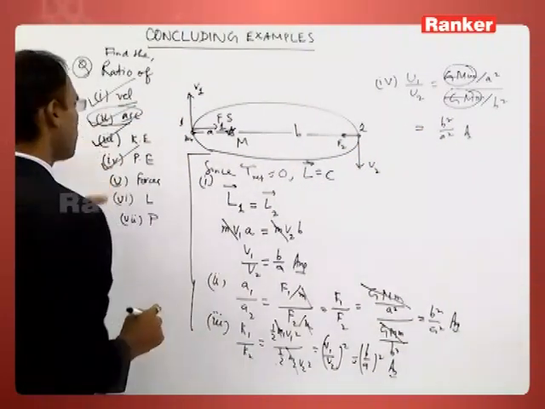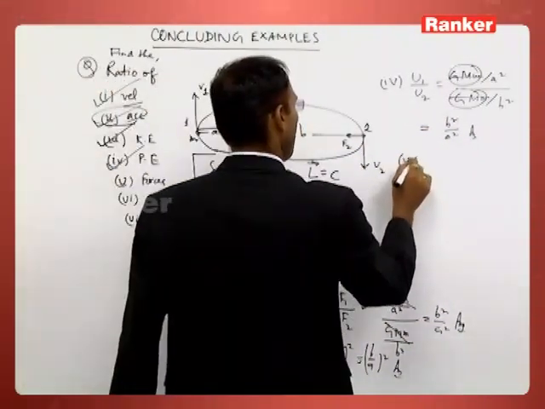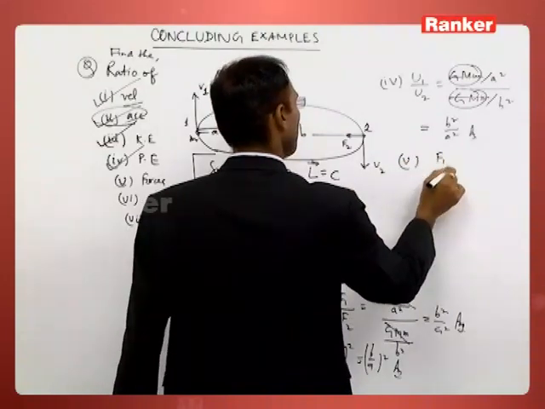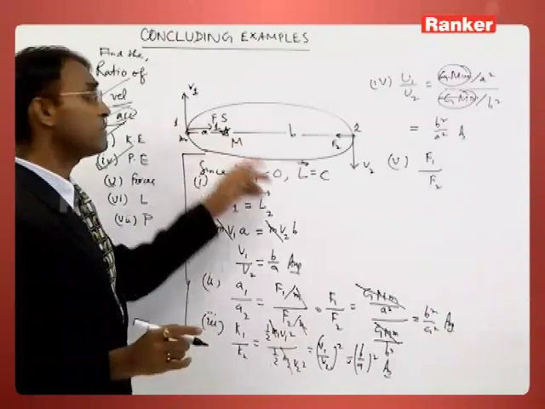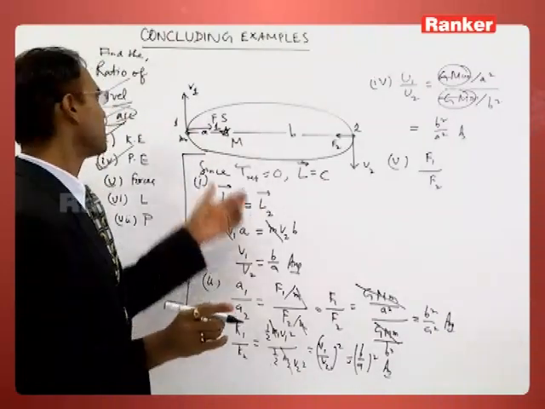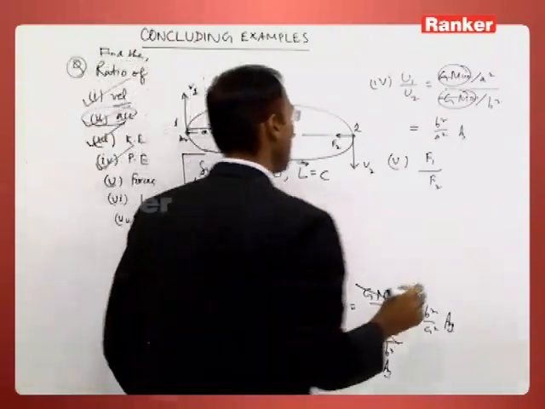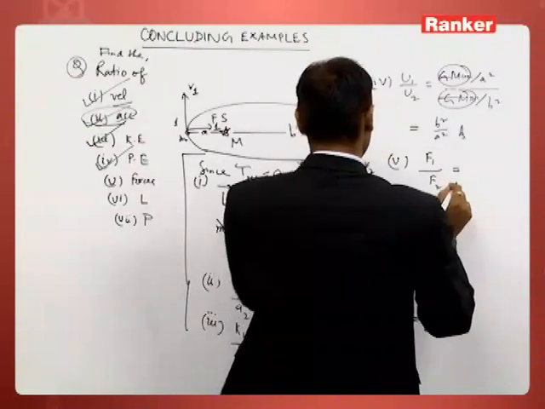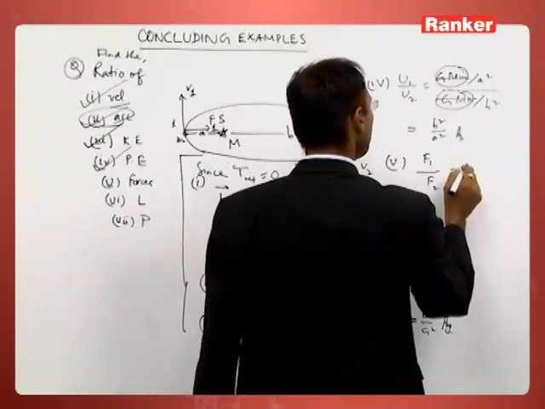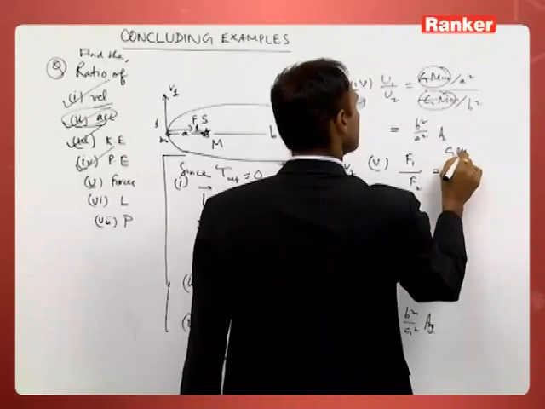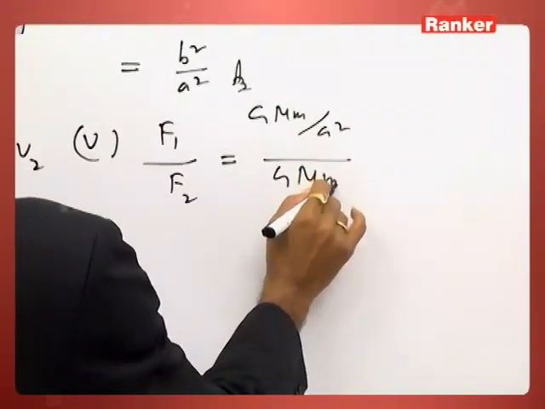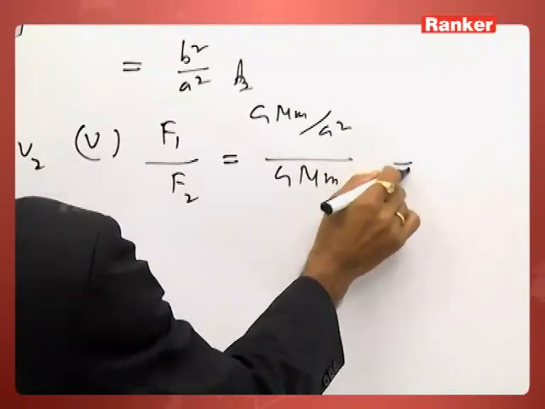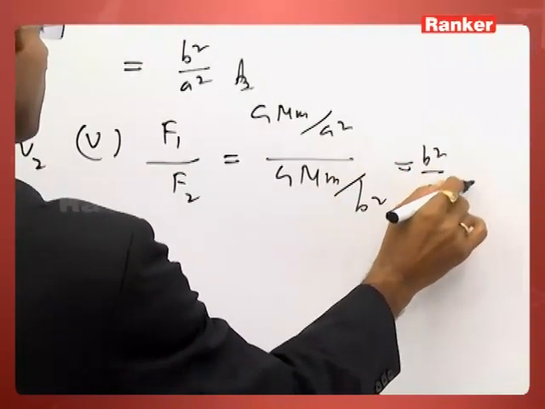Now let us calculate the force. As we know, the force is directly proportional to the product of the masses and inversely proportional to the distance of separation between the sun and the planet. Therefore, F1 by F2 is equal to GMm by a square by GMm by b square is equal to b square upon a square. Answer.